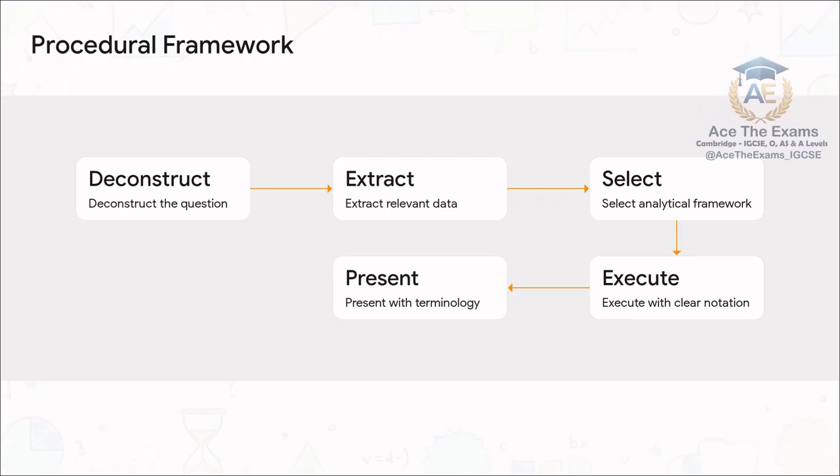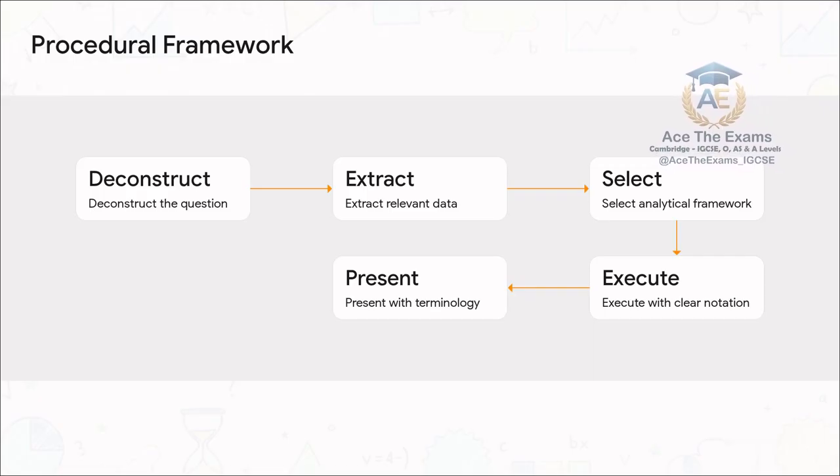Step 1, deconstruct. You scan the text and identify the command word is determine the time when the object hits the ground. Step 2, extract. You pull out the initial velocity and height from the word soup. Those are your specific coefficients.